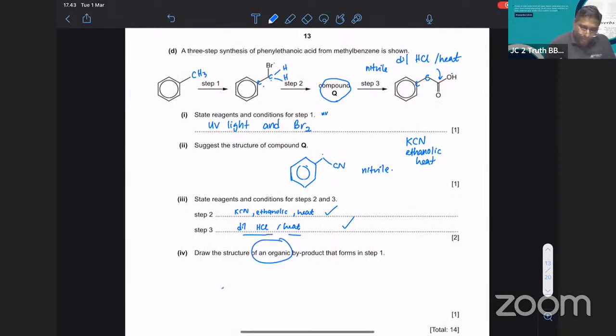Maybe I will draw a benzene structure, then put one Br over there. I can substitute all the H with Br until everything is changed. So this one can be one Br, one organic byproduct. You can actually draw another with two Br also. It depends on you, but I will leave it like this. This is one organic byproduct.